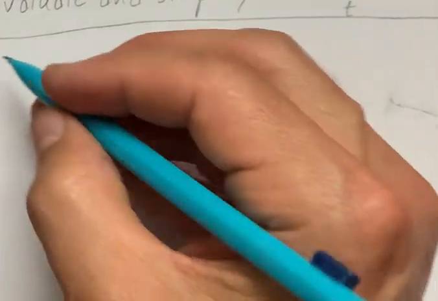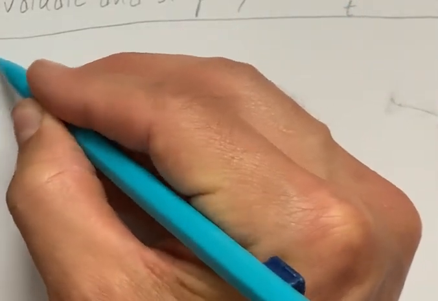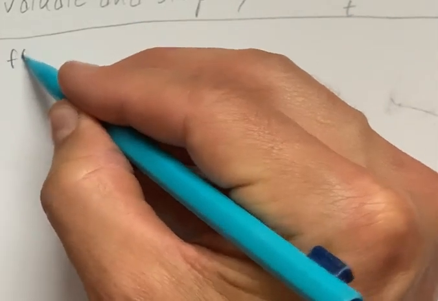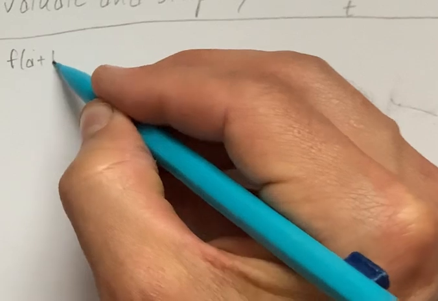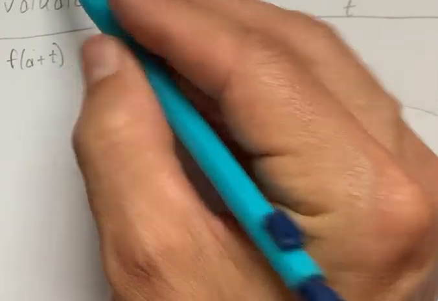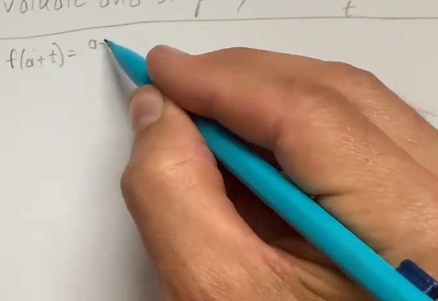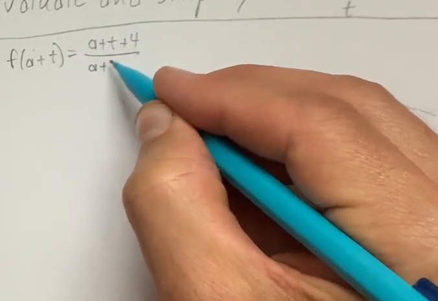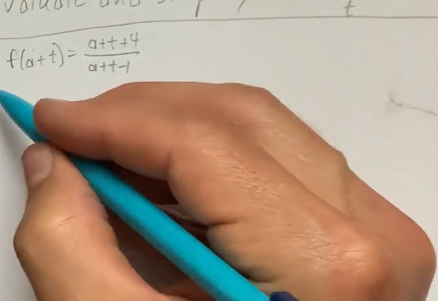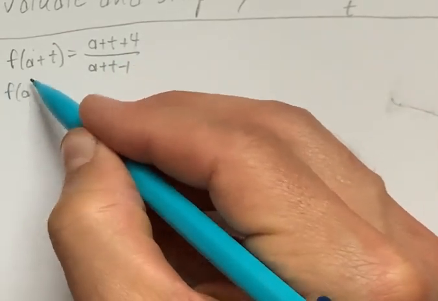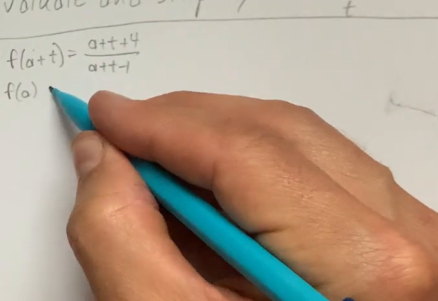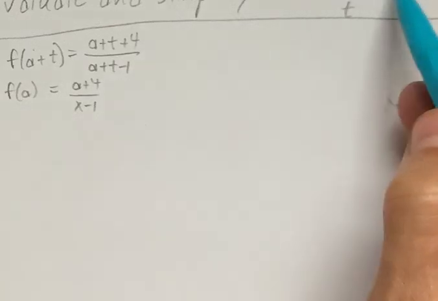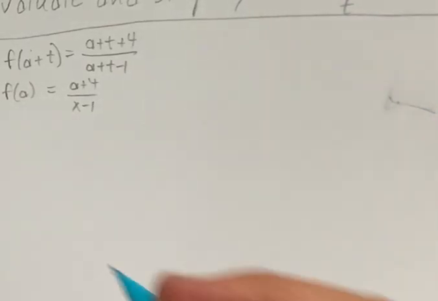So let's do this. If they had steps, it might be easier, but of course in calculus, they just give you this piece. So the first step, if you were doing it, is what is f of a plus t? You're plugging a plus t into the function, and it's a plus t plus 4 over a plus t minus 1. What's f of a? Well, that's pretty straightforward. You just plug an a in for x, a plus 4 over a minus 1. Now we'll plug those two pieces in, and then the simplification is kind of the big deal.